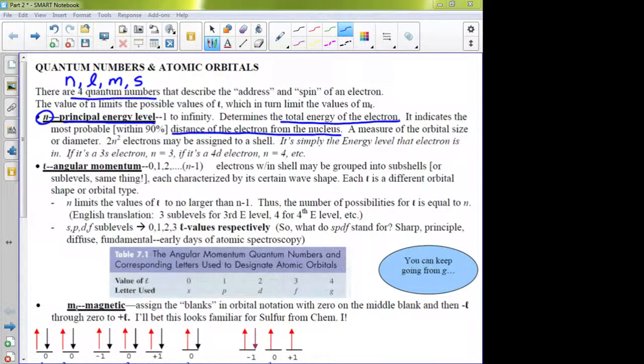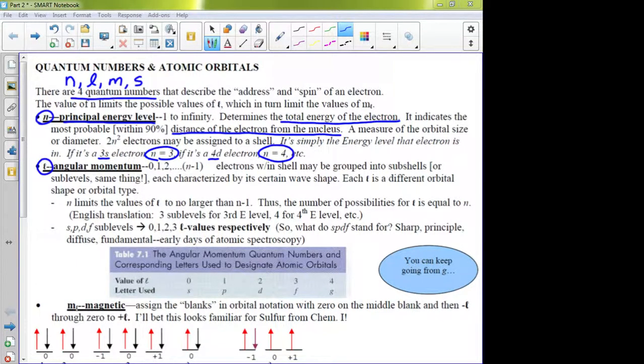Okay. Where do I get N from? It will be really easy. It'll tell you something like it's a 3s electron, so that means N is equal to 3. Or maybe it's a 4d electron, that means N is equal to 4. Okay, so the number always gives me N, so N's always the easiest one to figure out. You with me? You're with me.